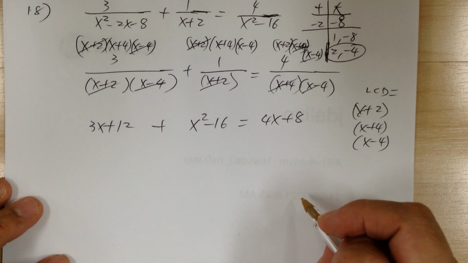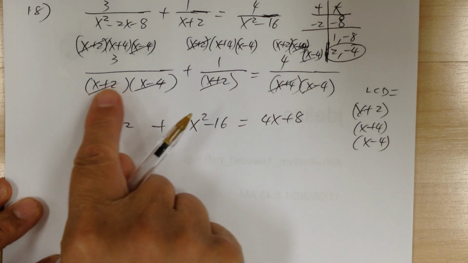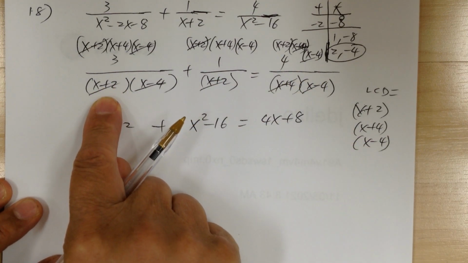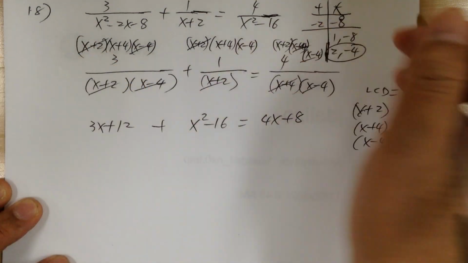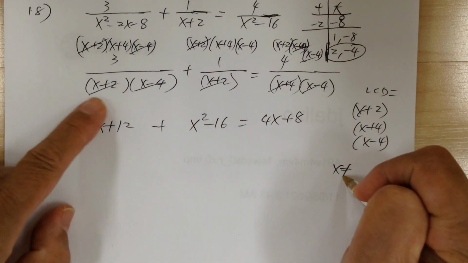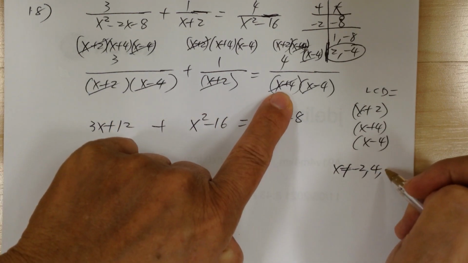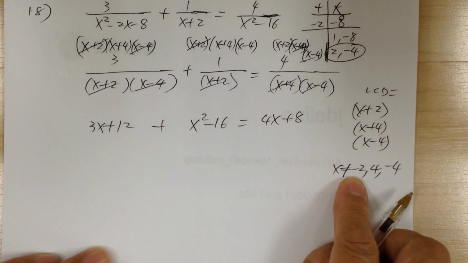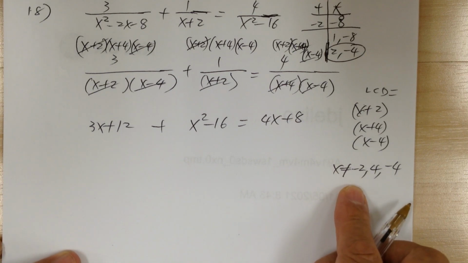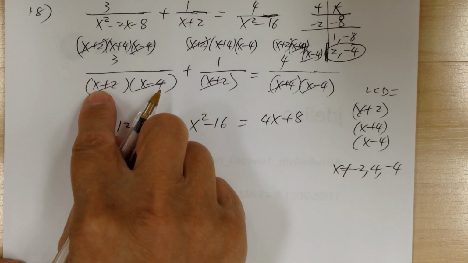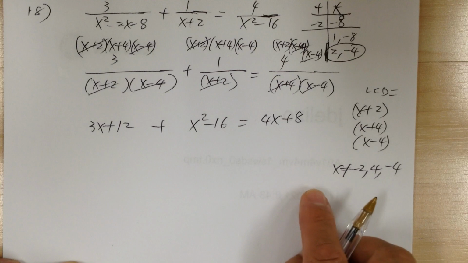Oh, before we go any further, we need to write down the restricted values. So over here, x cannot equal negative 2, cannot equal 4, cannot equal negative 4. So those values are not allowed. So remember that. Again, when you have a variable in the denominator, those values are not allowed.